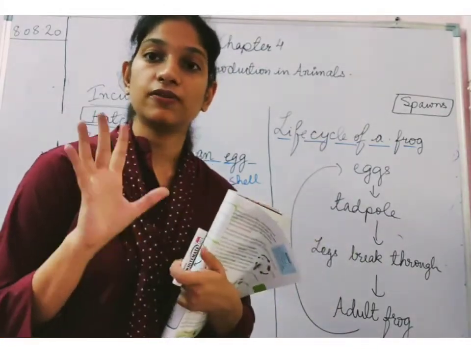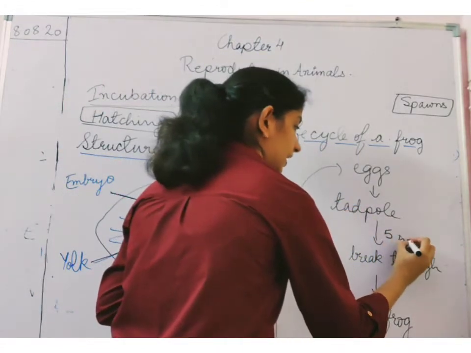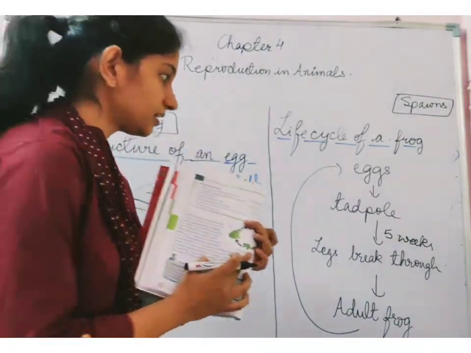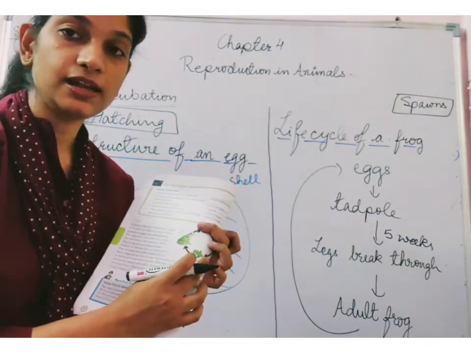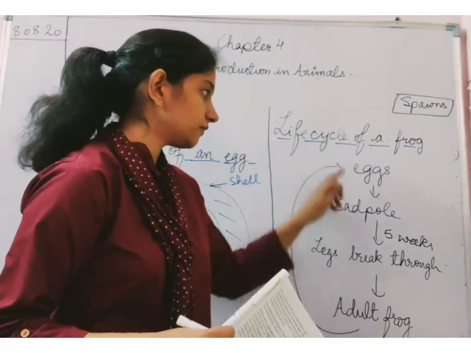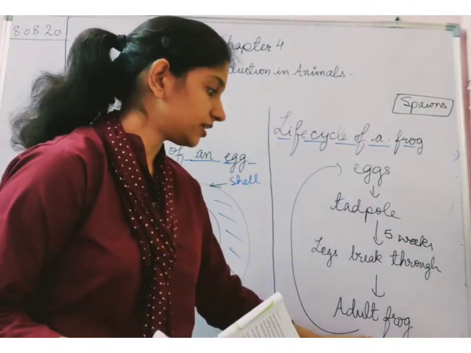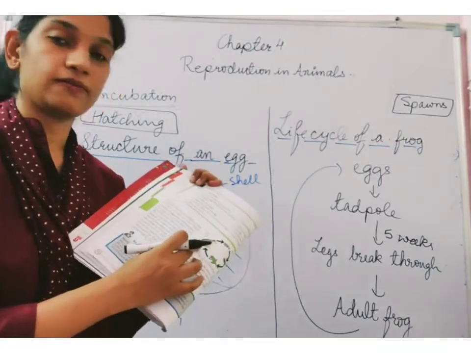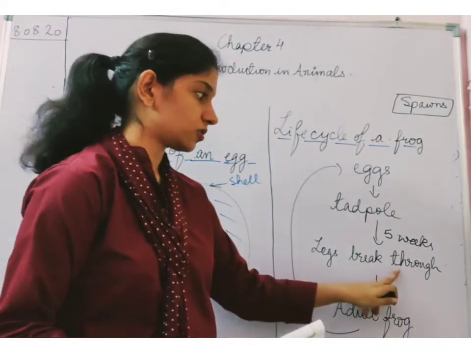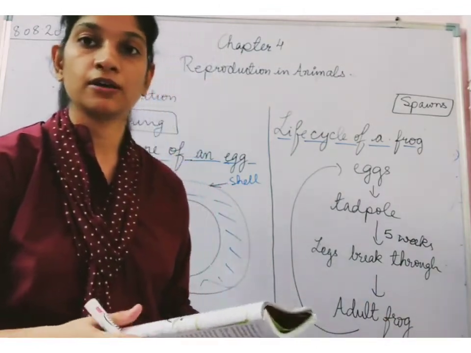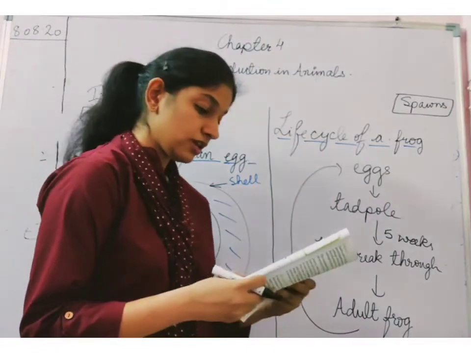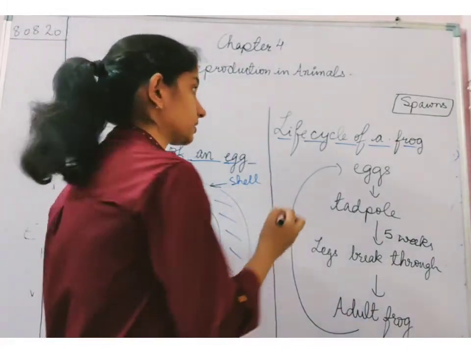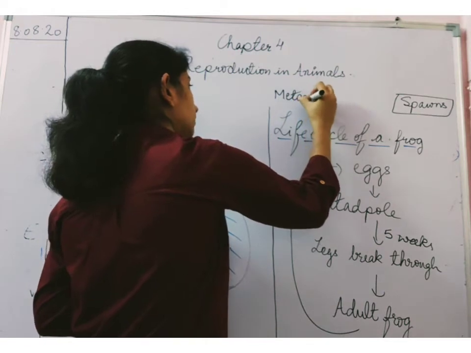So it lives in the water only. After 5 weeks, the legs break through. That means it develops legs here, and this tail vanishes. Within 11 weeks in total, it will develop into an adult frog. When the legs break through, after that the organs also start to develop. So this is the life cycle of a frog, and this change from a young stage to an adult stage is known as metamorphosis.